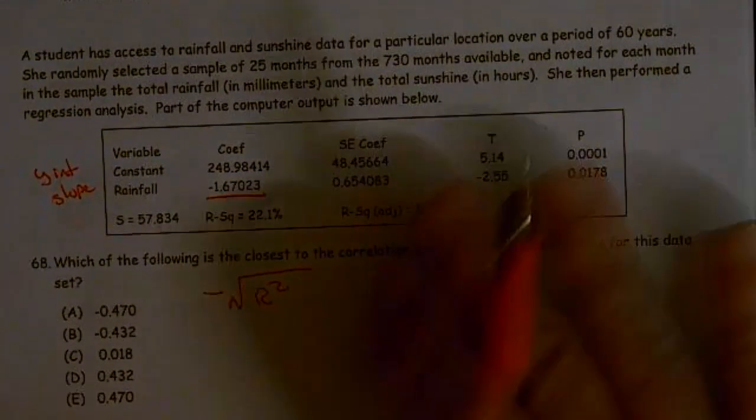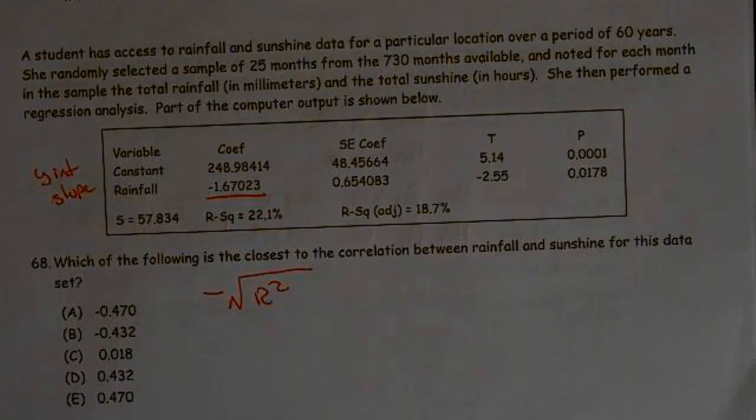Number 68. A student has access to rainfall and sunshine data for a particular location over a period of 60 years. She randomly selects a sample of 25 months from the 730 months available and noted for each month in the sample the total rainfall and the total sunshine in hours. She then performed a regression analysis. Part of the computer output is shown below. All right. So which of the following is closest to the correlation?